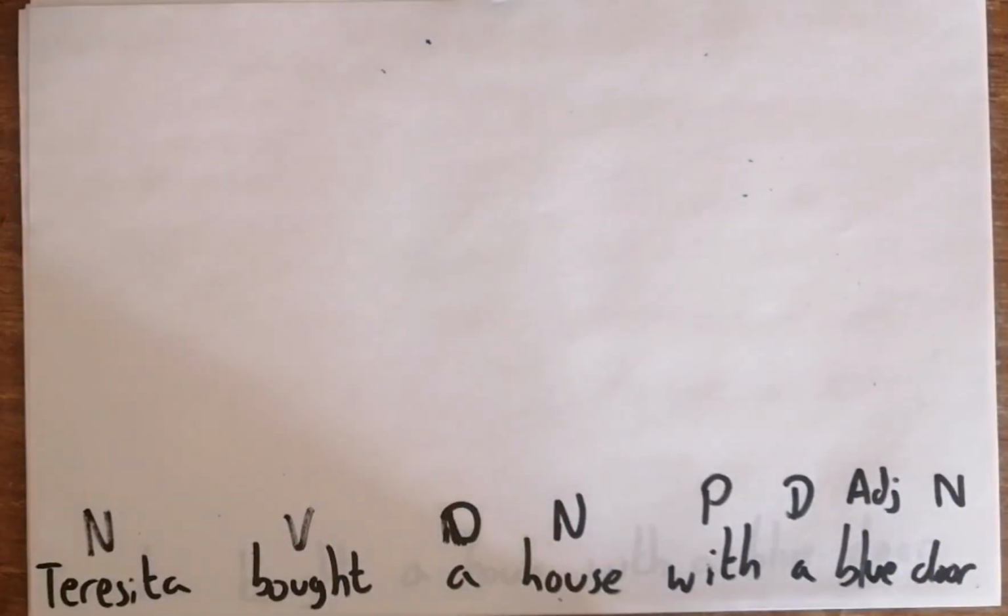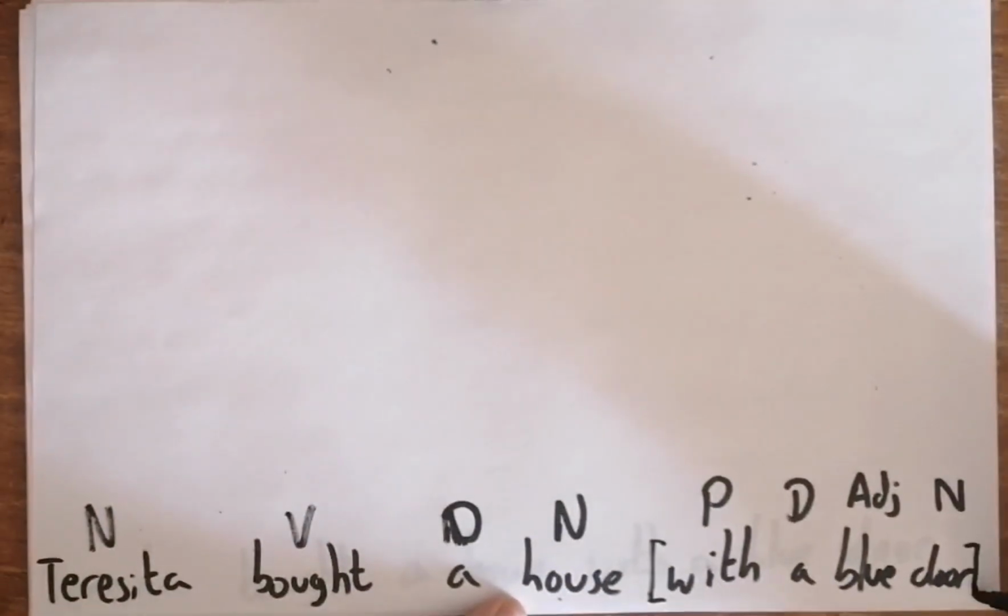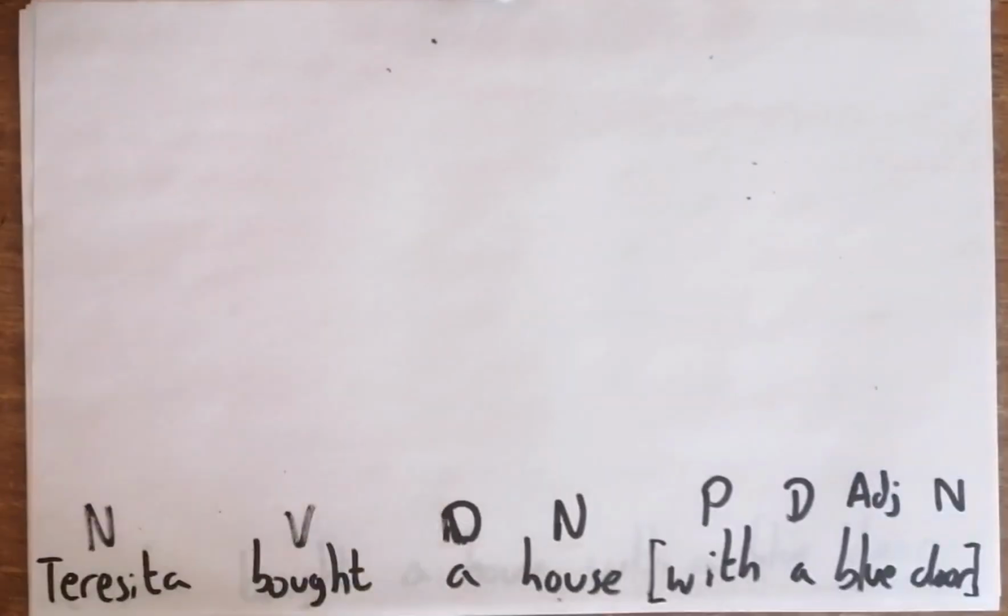Okay, so in that case, we need to separate with a blue door because we're saying here in this crazy interpretation that she used a blue door. O sea, lo compró con una puerta azul. O sea, la puerta azul fue la forma de comprar la casa.